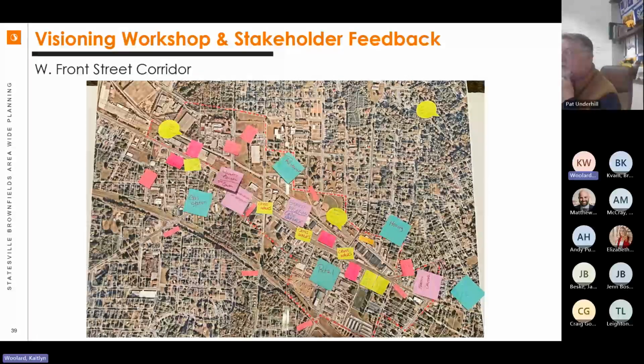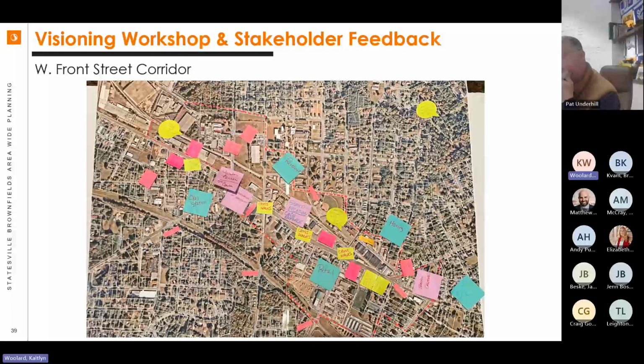Here's the corridor map that we had there. Again, you can kind of read some of these. A lot of people asking for beautification, crosswalks. I see right down the center, housing, people ask for retail. Restaurants, I heard that a lot.